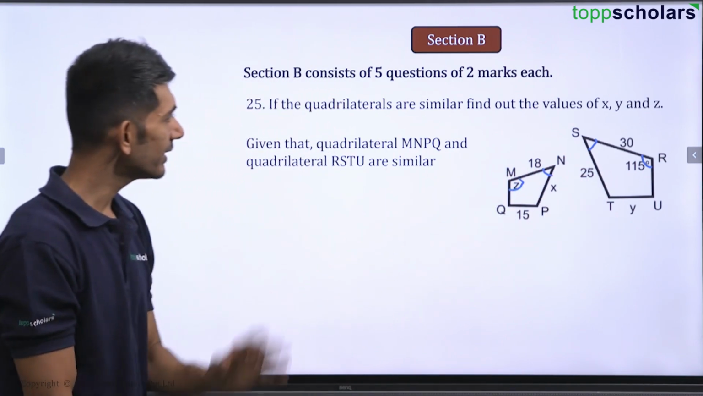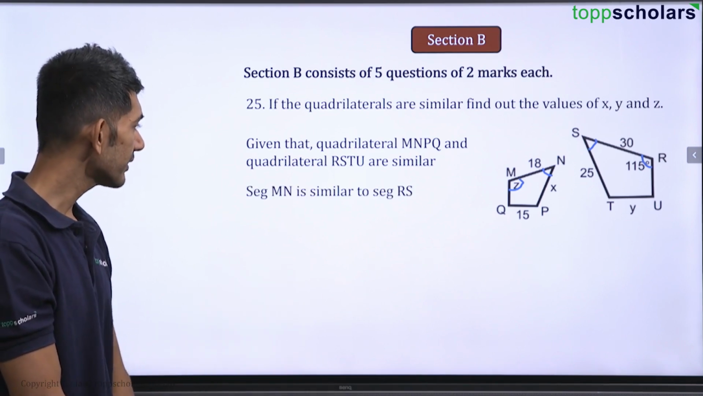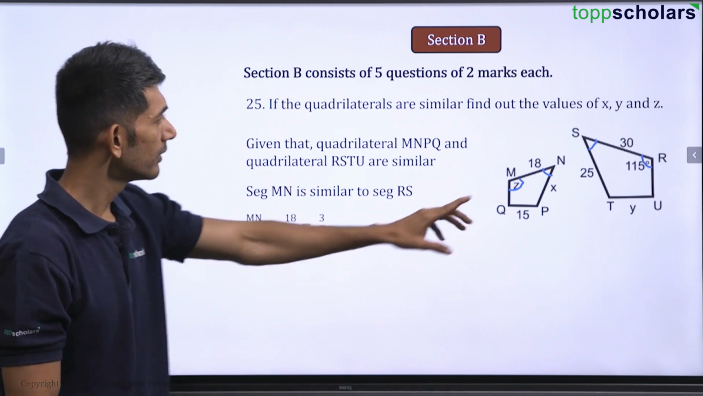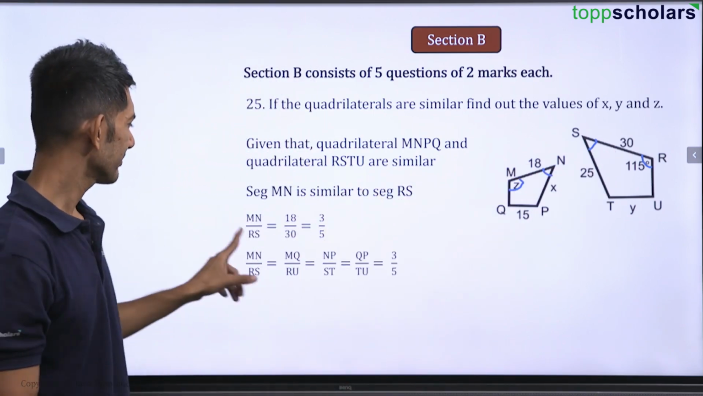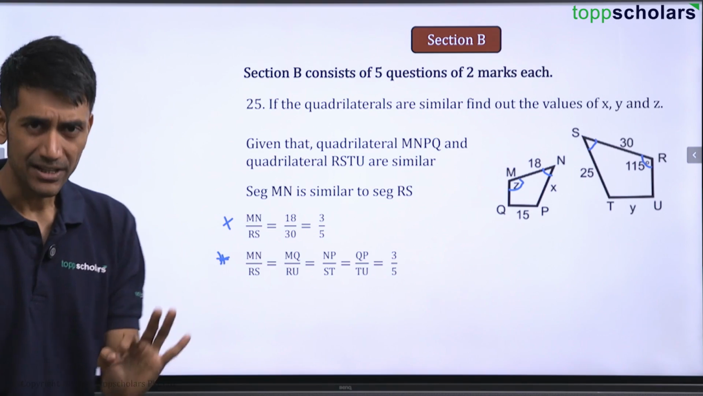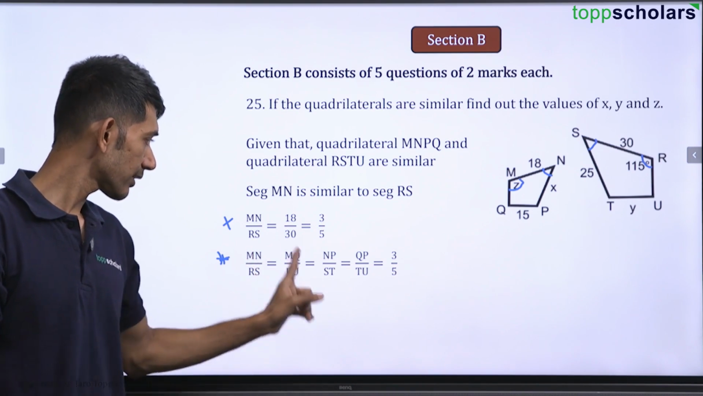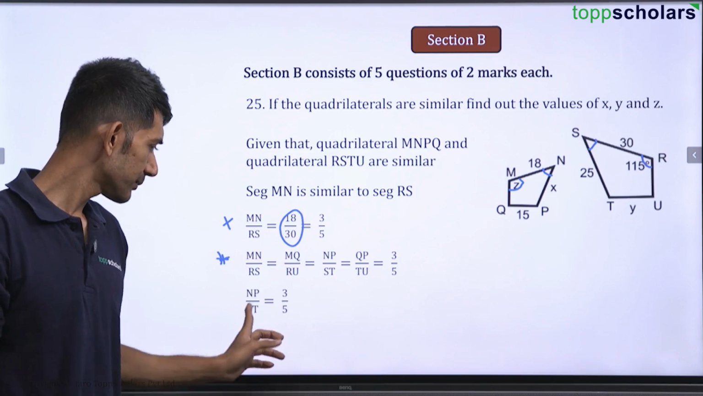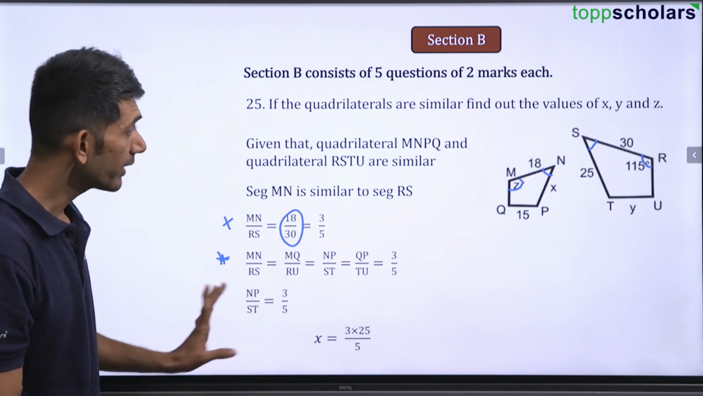So z you will get directly, isn't it? And the others you are going to get by the ratios. So let us see. MN corresponds to segment RS. So MN by RS is 3 by 5. In fact, no need for this. You directly come here. What will you write down? What is the reason? The actual reason is, if two figures are similar, their corresponding sides are in proportion. Now you put the values. Once you put the values, that is NP by ST is equal to 3 by 5, correct?